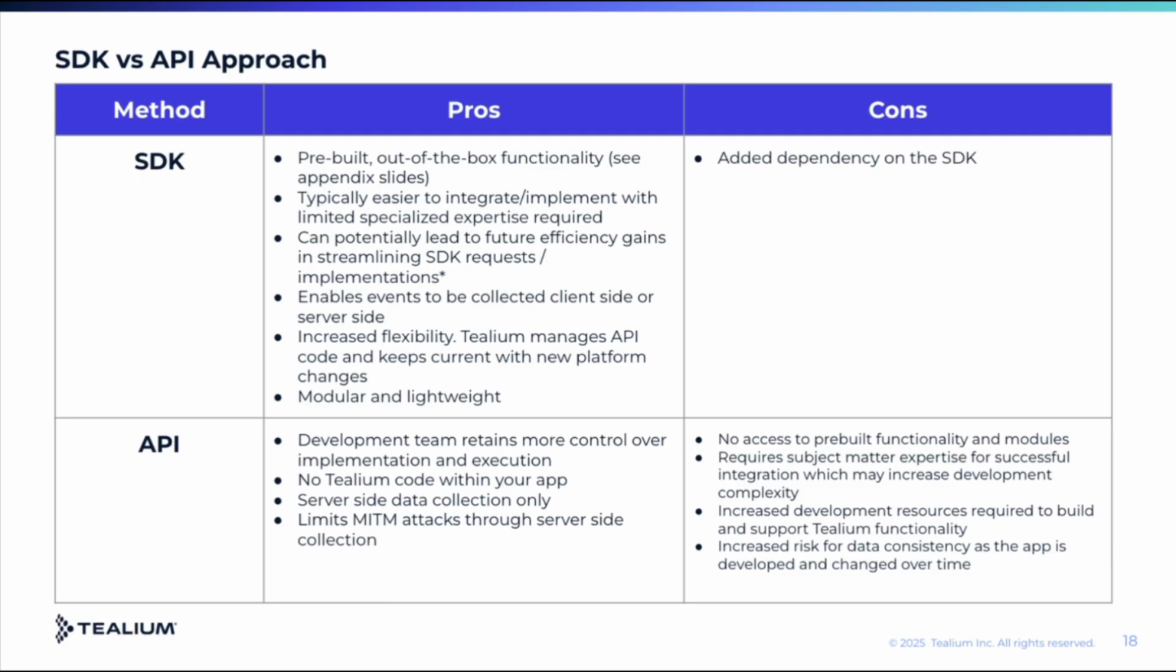However, APIs do require more effort. You lose some of the pre-built modules like automatic data collection or lifecycle tracking, and you'll need your engineering resources to handle schema consistency and error handling as your app evolves. So this model tends to be a better fit for teams with strong backend capabilities that want maximum control. And neither approach is inherently better per se. It just depends on your organization's priorities.